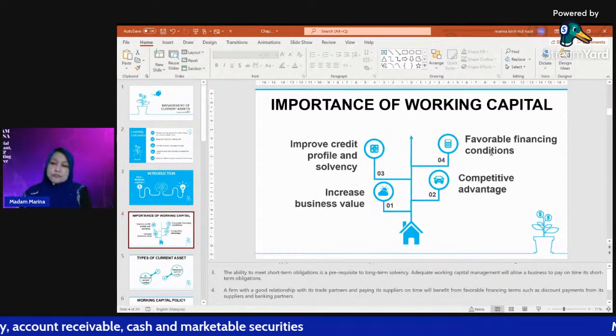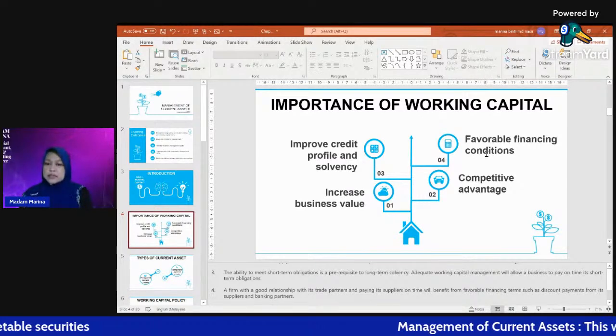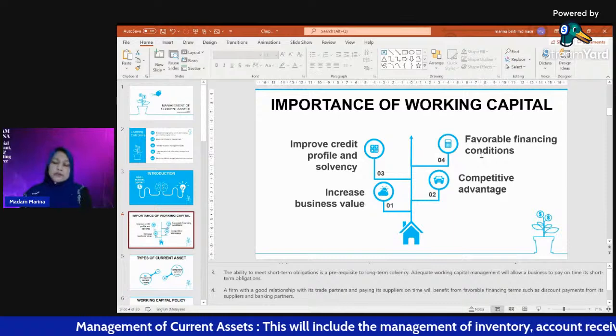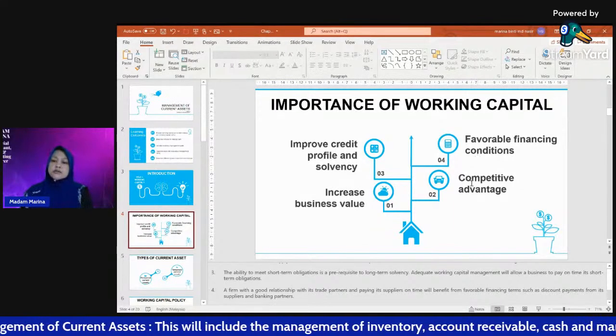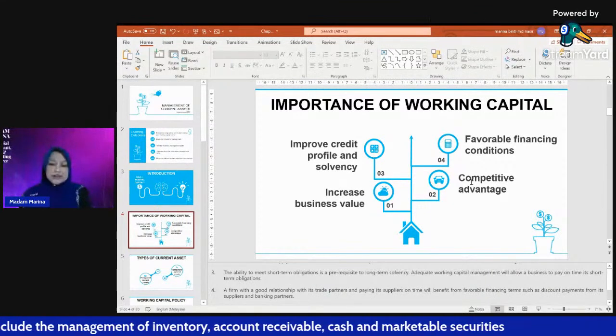And favorable financing condition. Positive net working capital means the company is in a very good position for financing conditions, and positive working capital will also give a competitive advantage for that company.